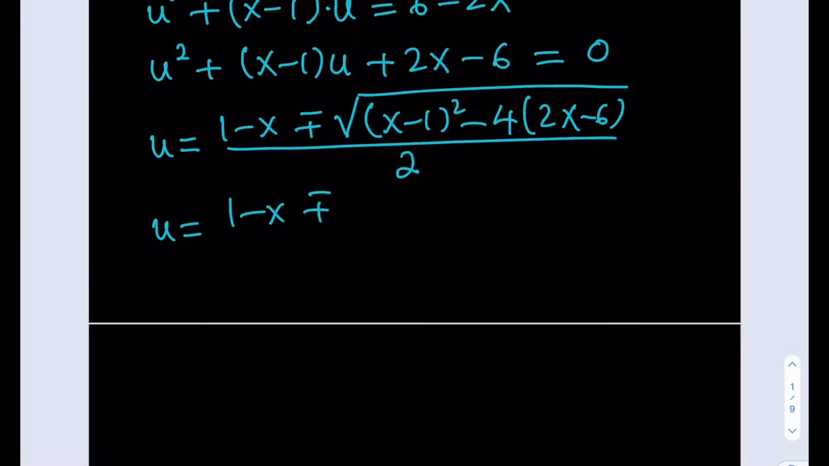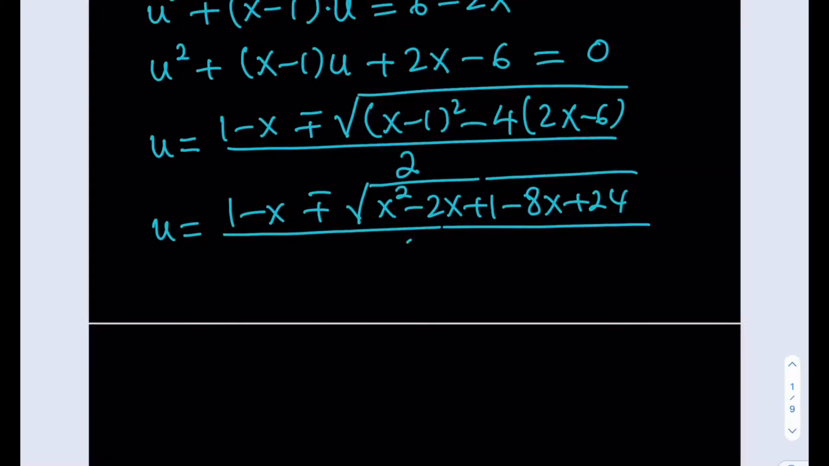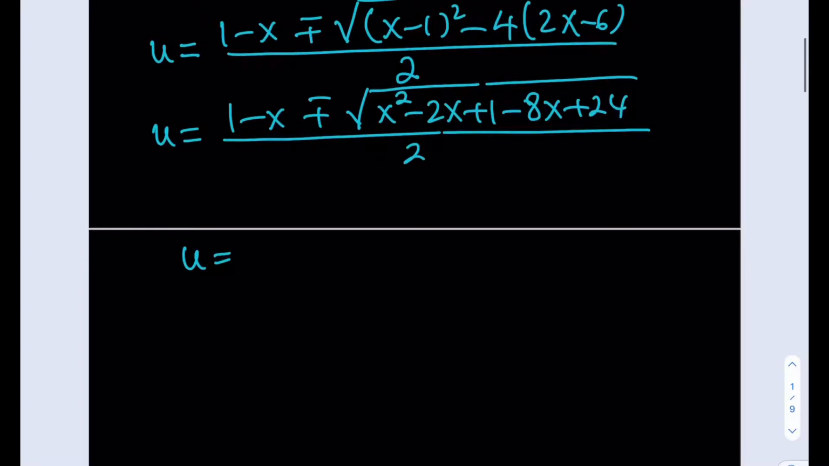Okay, so we're going to go ahead and simplify this a little bit more. Let's go ahead and simplify inside the radical. I get x squared minus 2x plus 1 minus 8x plus 24, and all of that is divided by 2. Now, inside the radical, I can simplify more. Let's go ahead and do that. I have 1 minus x plus minus the square root of x squared minus 10x plus 25, and that is divided by 2.